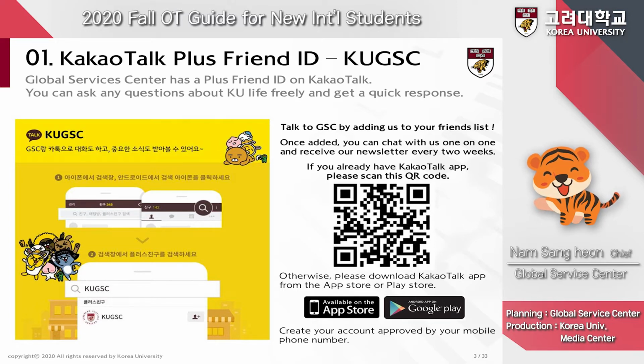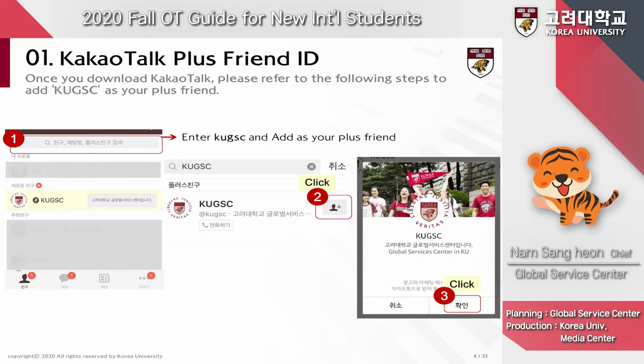Once you download this app, go ahead and add us, Global Service Center, under the name of KUGSC as your plus friend. Now, you can add us as your friend on KakaoTalk by following these steps. Search KUGSC as shown in number 1 on the left side. And then click on the icon next to number 2. And finally, click Confirm as shown in number 3.